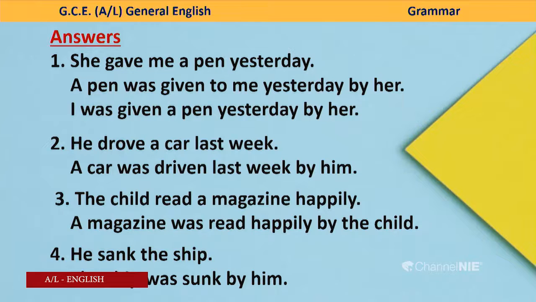Second answer, he drove a car last week. A car was driven. Since the car is singular, we use was there. Drive, drove, driven. A car was driven last week by him. The child read a magazine happily. A magazine was read happily by the child. He sank the ship. The ship was sunk by him.